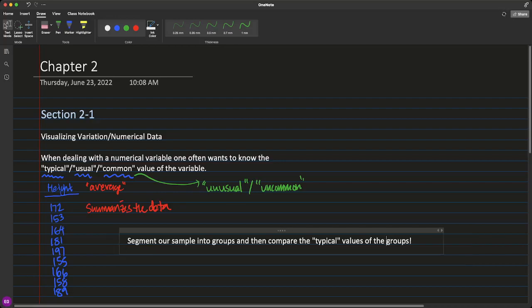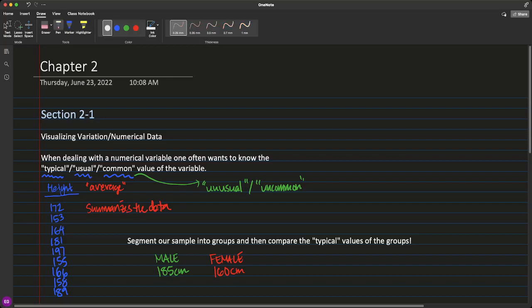A common thing for this would be to take your sample and break it up into male and female. If you were to do this, you would see that the typical male height in America, at least, is about 185 centimeters, I think. Whereas the typical female height in America is like 160 centimeters. I don't know, I'm making these up. But either way, you can now compare the two groups if you have a typical value for each of them. Okay? So remember how this works.